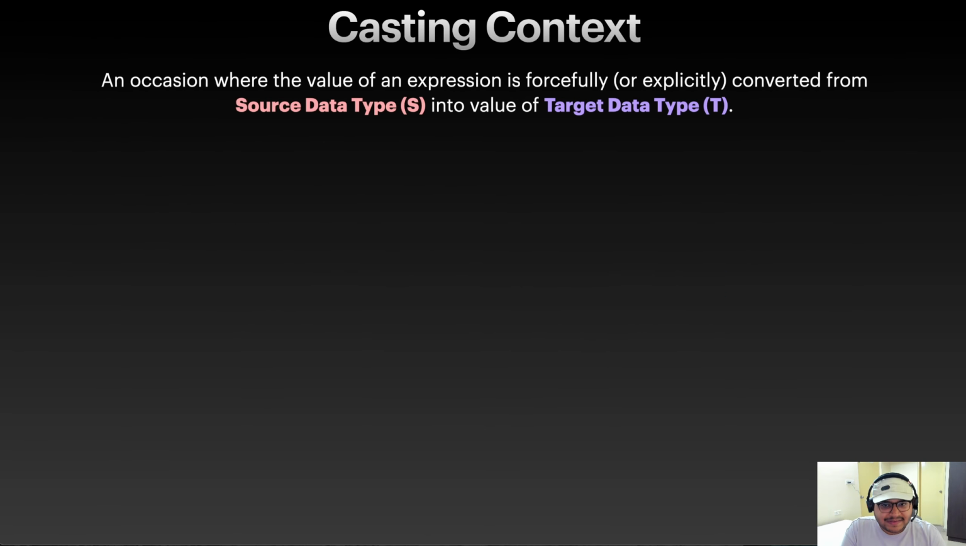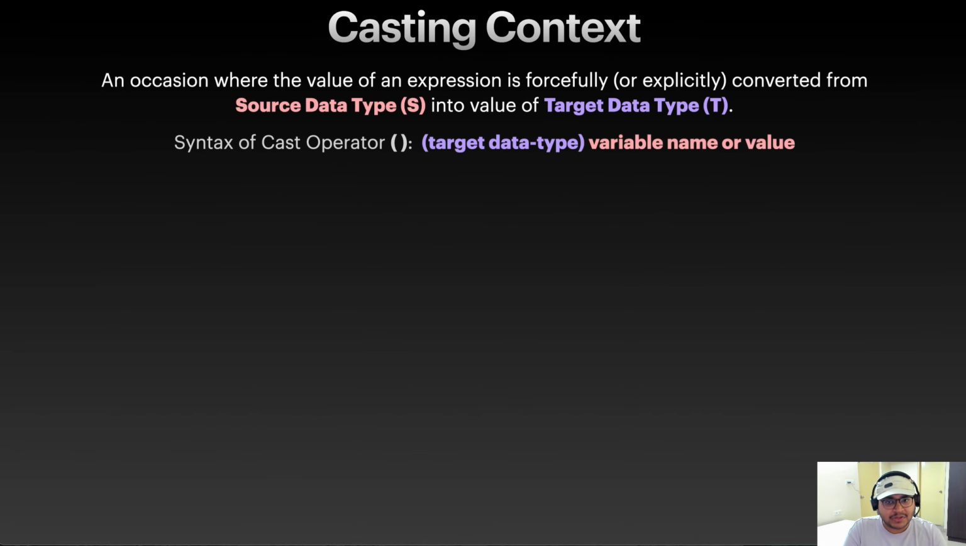To begin with casting context, a casting context occurs when the value of an expression is forcefully converted from its original source data type to a target data type using the cast operator. The syntax for the cast operator is the target data type in parentheses followed by the variable name or the value that you want to cast.